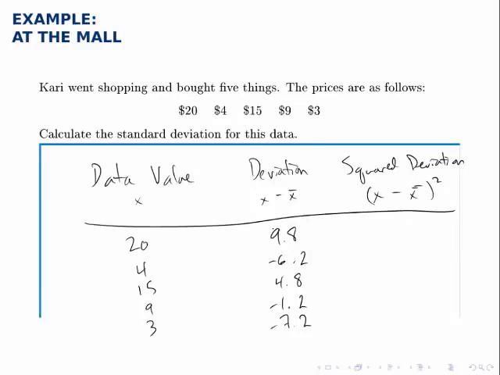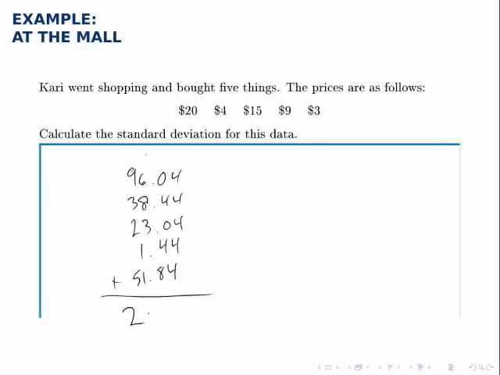But by squaring them, we end up with all positive numbers, so when we average those, they don't cancel each other. Then here all the squared deviations are filled in. Now, we need to add those squared deviations, divide by n minus 1, or 4 in this case, and then take the square root of the answer.